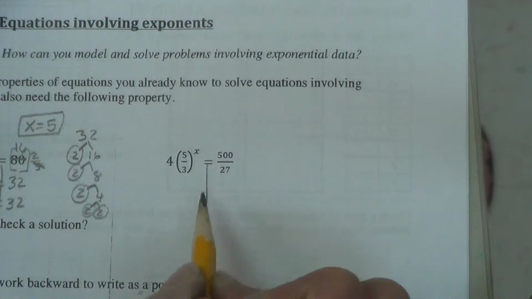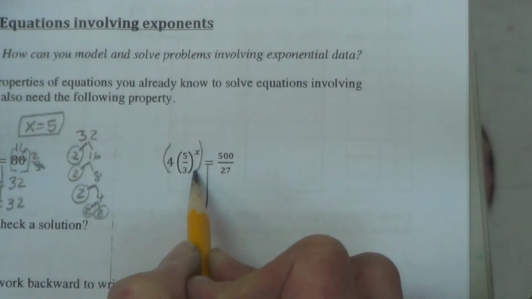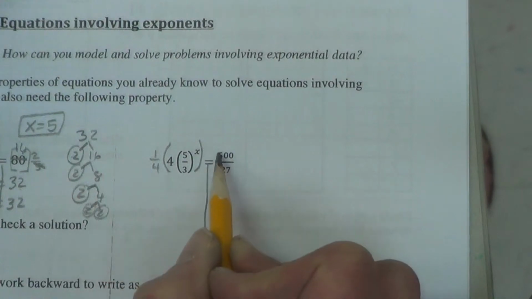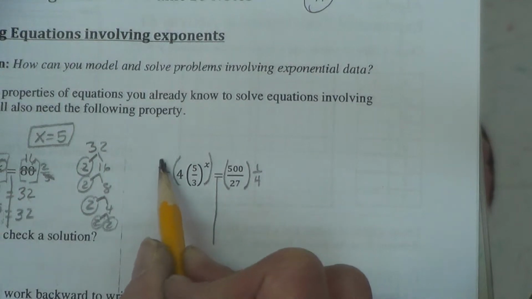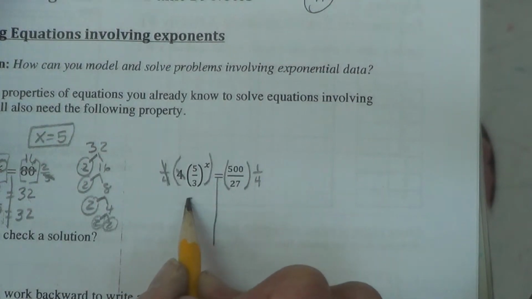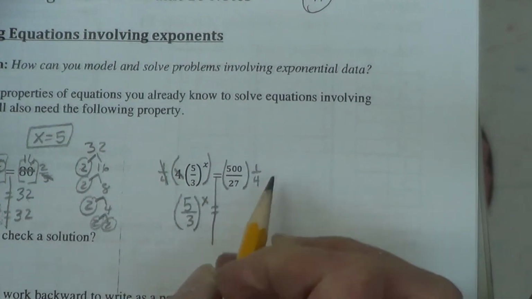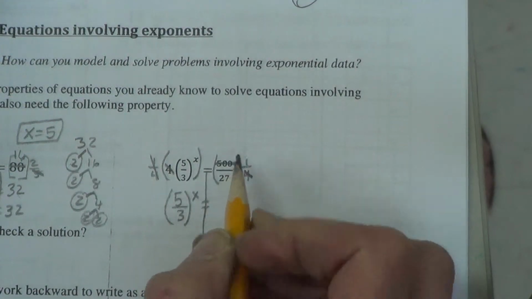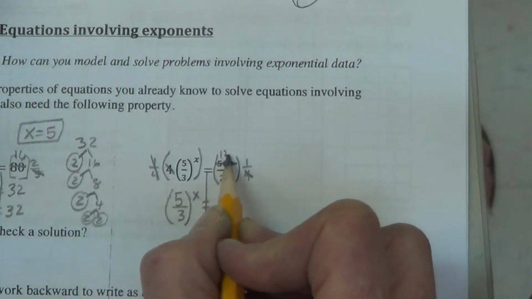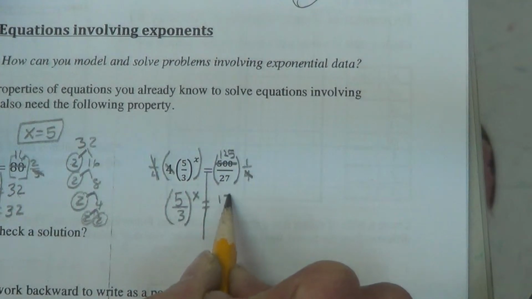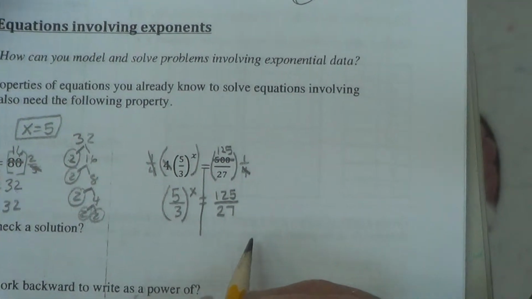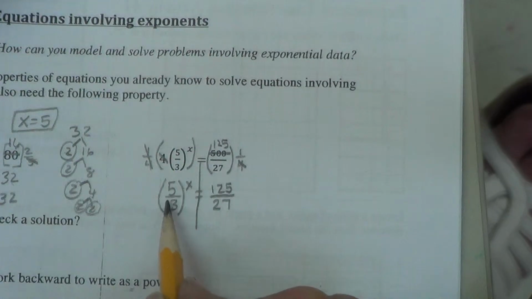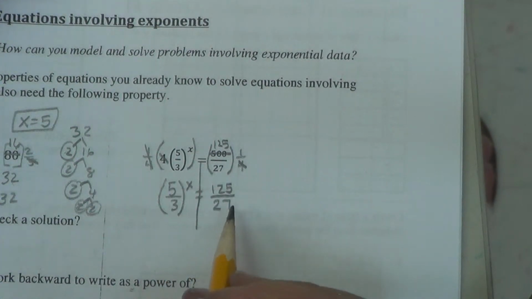Draw your line. Looks like we need to multiply by 1/4 or divide by 4. Since it's a fraction over here, I like to just do the 1/4. So we have 1/4 reduces with 4, and we have 5/3 to the x equals 4 will go into 500 125 times, so now we have 125 over 27. Okay? We need to know what power for 5 over 3 will equal 125 over 27.